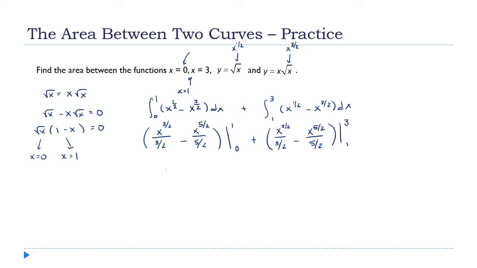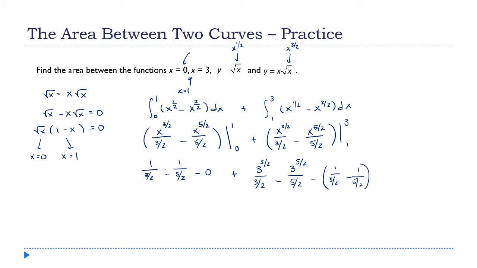Okay, let's put some numbers in. This becomes 1 over 3/2 minus 1 over 5 halves. And if you put 0 in there, they both become 0. It's minus 0. Plus, now if I put 3 in here, this is 3 to the 3 halves over 3 halves, minus 3 to the 5 halves over 5 halves, minus 1 over 3 halves minus 1 over 5 halves.